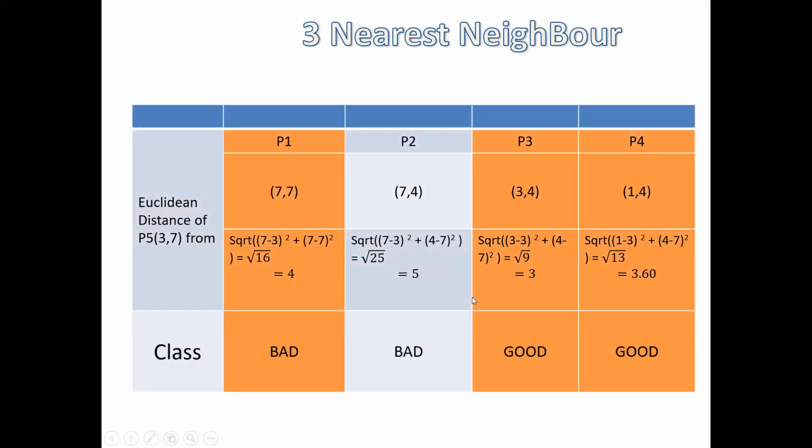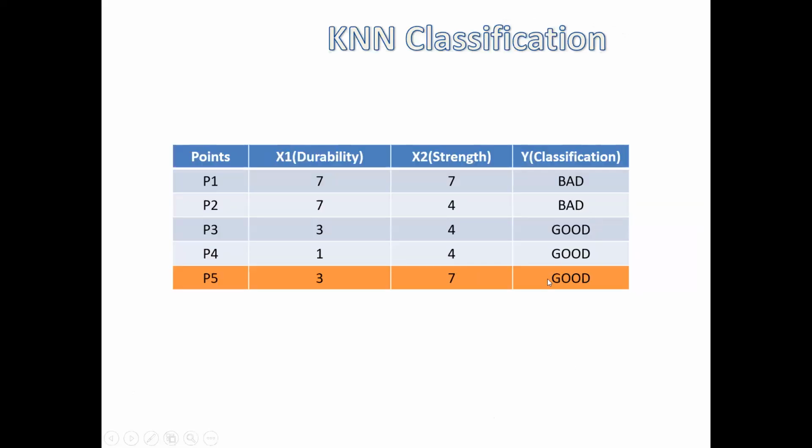So let's say if I take 3 nearest neighbors, then P1, P3, and P4 I took. P1 is good, P1 is bad, P3 is good, P4 is good. So the mode of them is good. So I will predict myself to be good as well. So I'm writing it good.